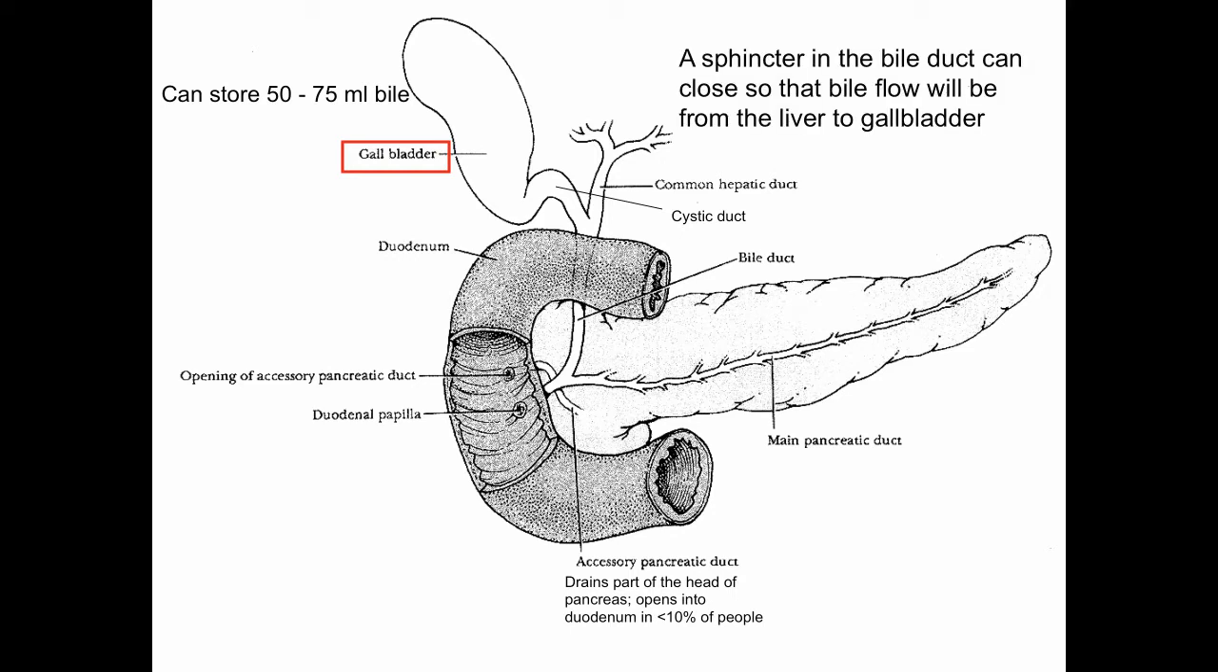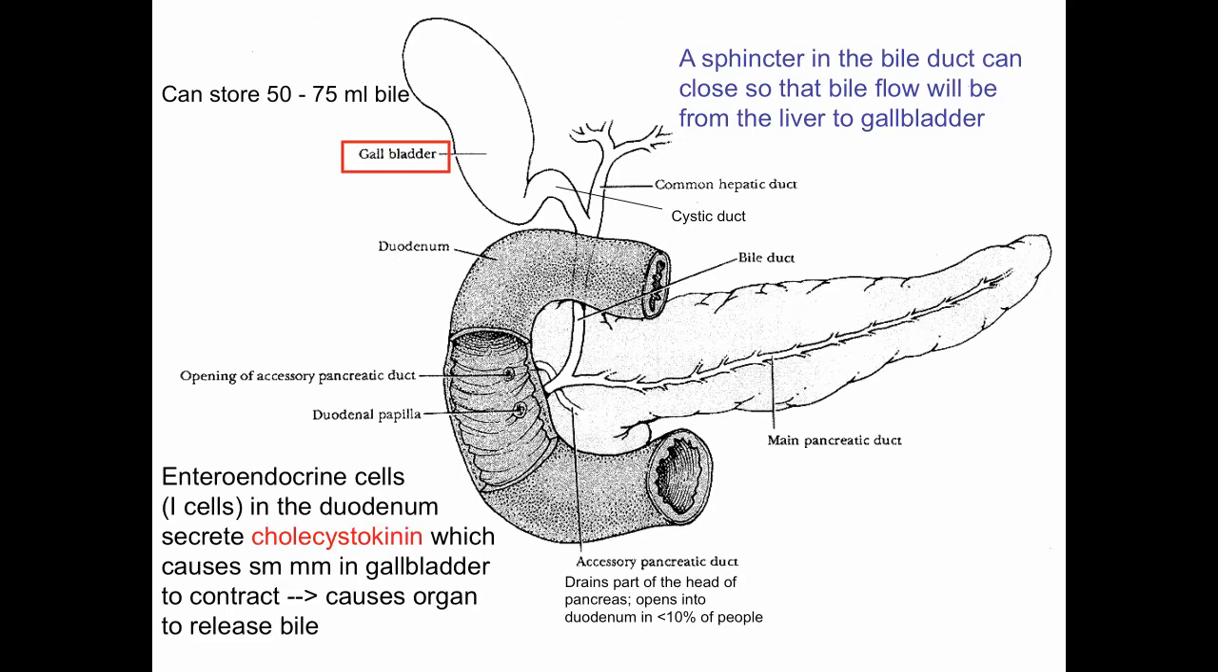You will recall that there's a sphincter in the bile duct. It can close so the bile will flow from the liver into the gallbladder. Enteroendocrine cells, usually I cells that are in the duodenum, will secrete cholecystokinin. That will cause smooth muscle in the gallbladder to contract. That will cause the gallbladder to release bile.